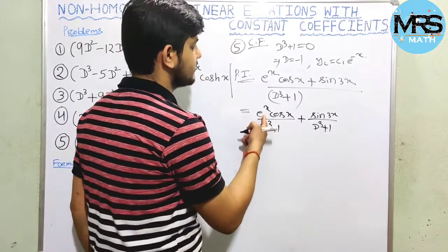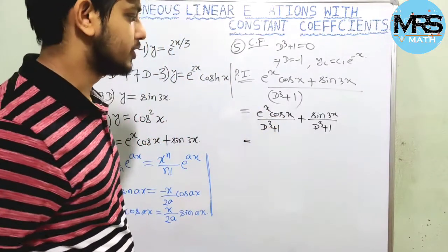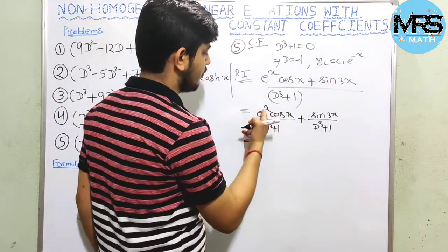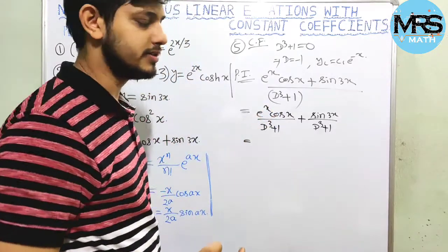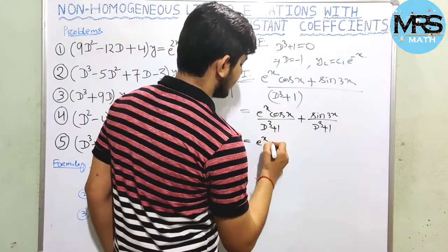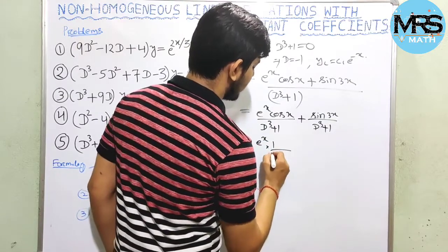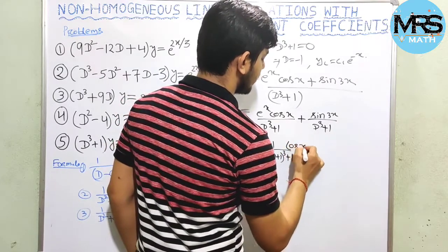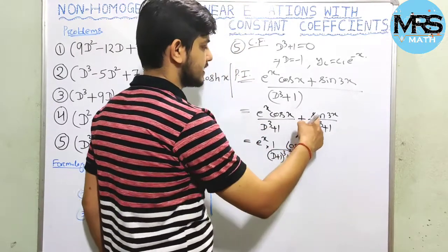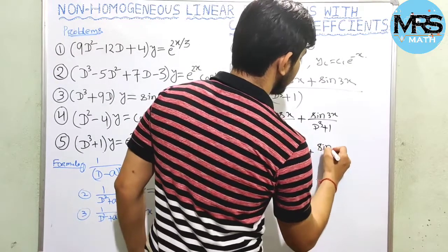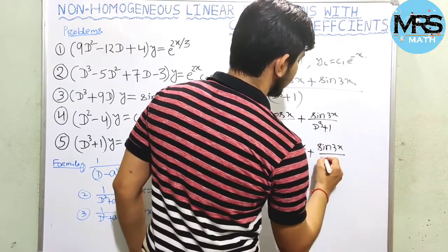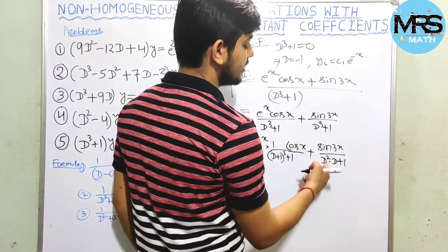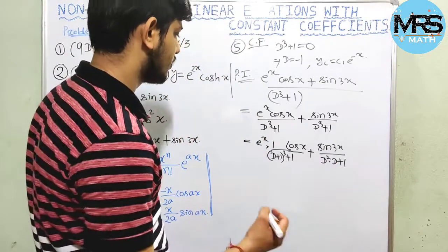Now since the product is there, e to the x into cos x, here what we will do? We will apply D plus a, whole cube. What is a? That is e to the power 1 into x. So e to the power x into 1 over (D plus 1) whole cube plus 1, into cos x. Plus here sin 3x is there, so what we will do? Sin 3x over D square into D plus 1, D cube we are writing as D square into D. Okay, there is no problem.